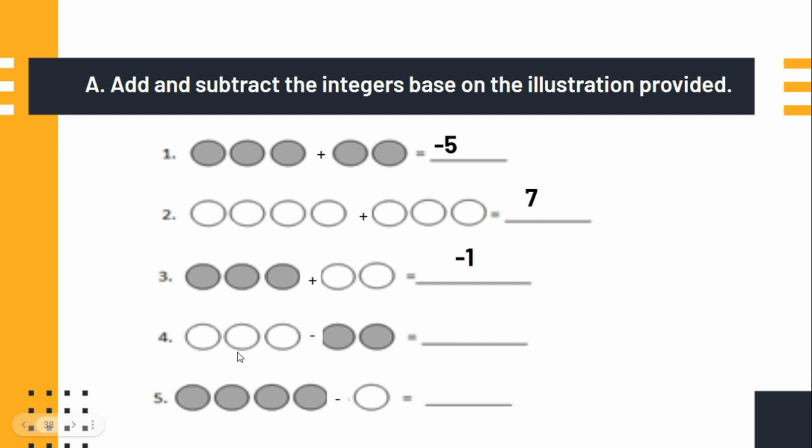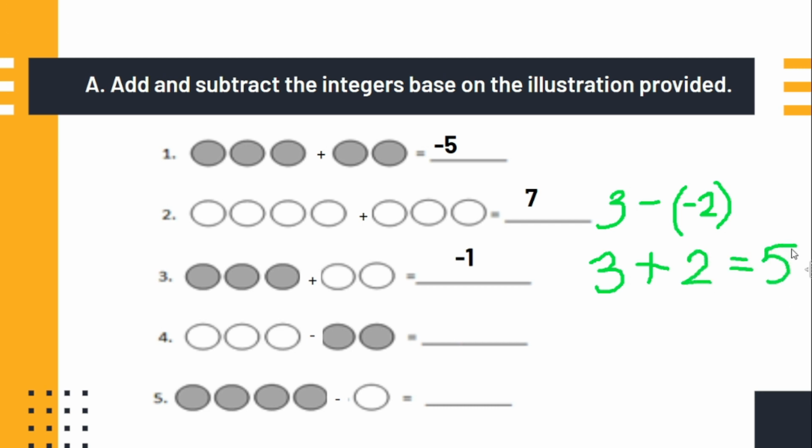So, therefore, we are subtracting positive 3 minus negative 2. First rule, palitan daw natin operation to addition. So, magiging 3 plus. Okay, tapos yung subtrahend natin, papalitan ng sign. So, instead of negative 2, magiging positive 2. So, 3 plus 2, that is equal to 5. So, the answer is 5.